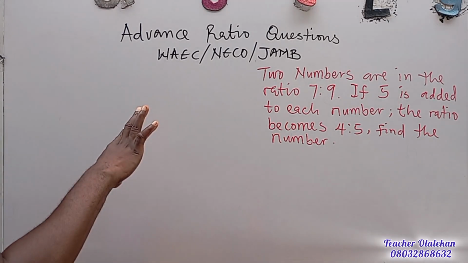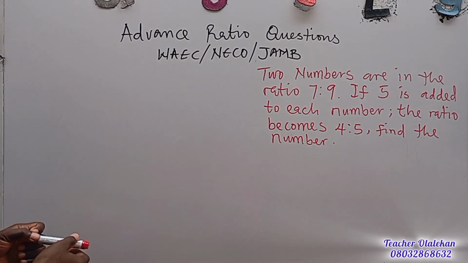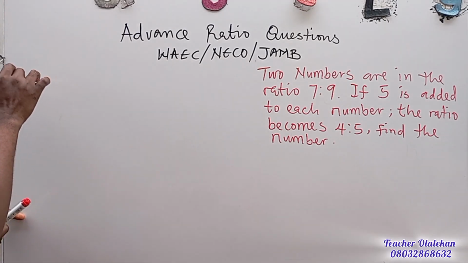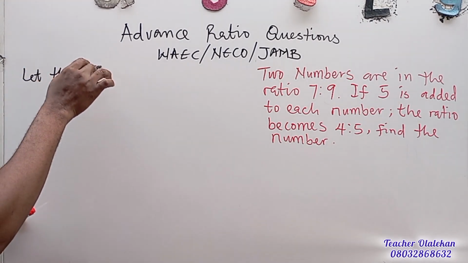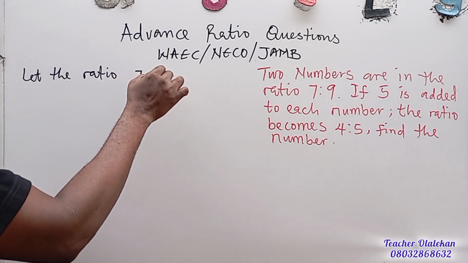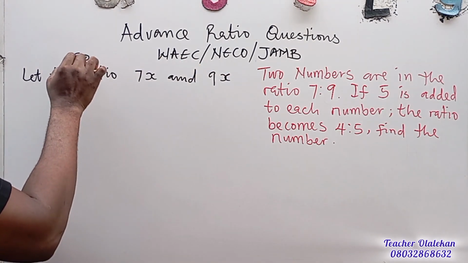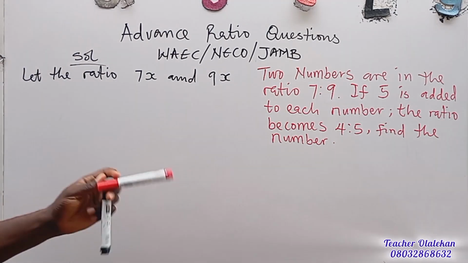So in this case, the number we are looking for, let's make it to be x. So we have 7x. So let our ratios be 7x and 9x respectively. So our solution is going now. So that means our ratios are 7x and 9x.